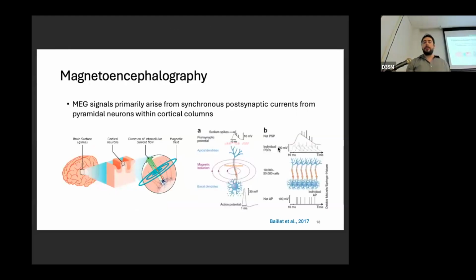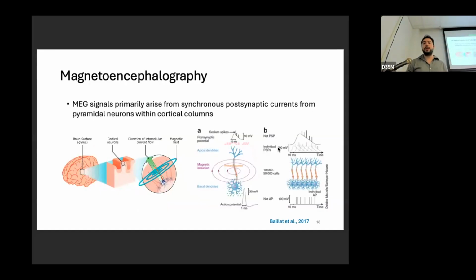MEG signals primarily arise from synchronous postsynaptic currents that are generated mainly by pyramidal neurons in the cortex. And this has to do with the anatomy of the brain. So in order to be able to detect these very small magnetic fields that are produced by neuronal activity, we need to grab the information produced by many thousands of neurons that are acting in synchrony. And also the anatomical disposition of these neurons is going to influence how sensitive we are to capture their activity.